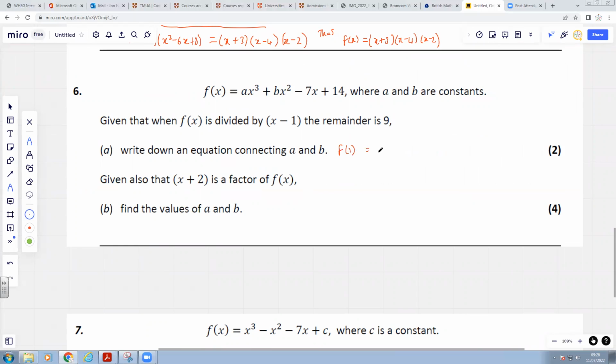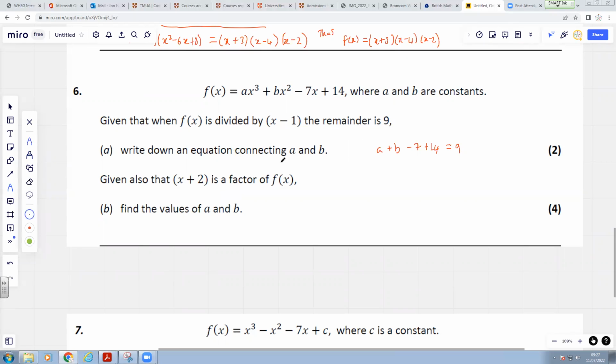We're going to get a plus b. I love cubing and squaring 1, it's easy. Minus 7 plus 14. And that should equal 9. I sometimes encourage students to scribble out that bit. It's just there to remind you what you're actually doing, how factor theorem works. But this is the equation I wanted.